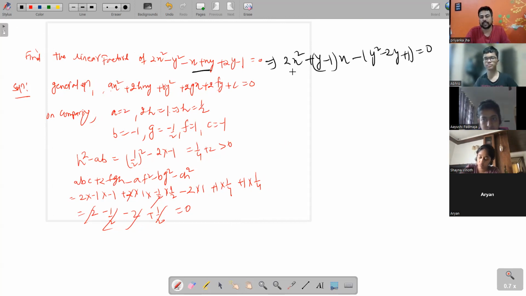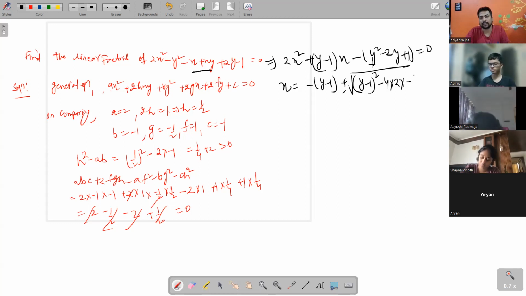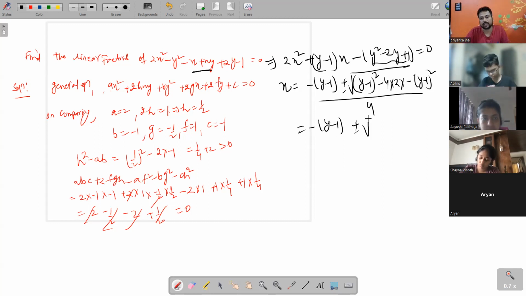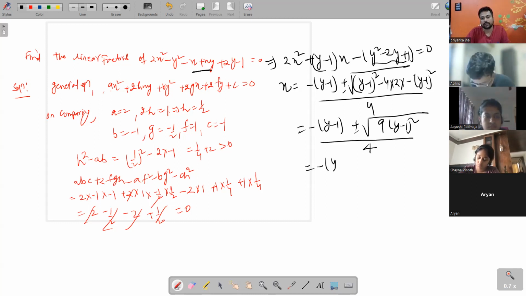Now do one thing. Find x equals minus b plus minus under root b square minus 4ac, and this is again (y minus 1) with minus sign, upon 2a, that is 4. So you can see that y minus 1 plus minus, this is 9 times (y minus 1) whole square upon 4. So this is minus (y minus 1) plus minus 3 into (y minus 1) upon 4.